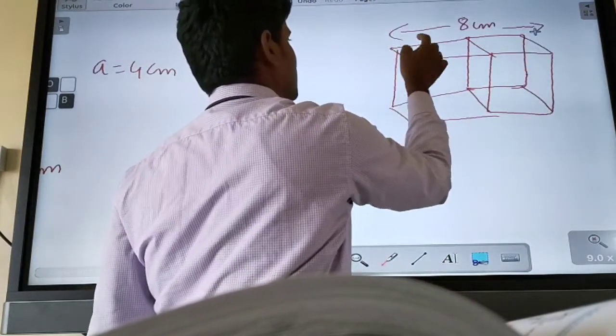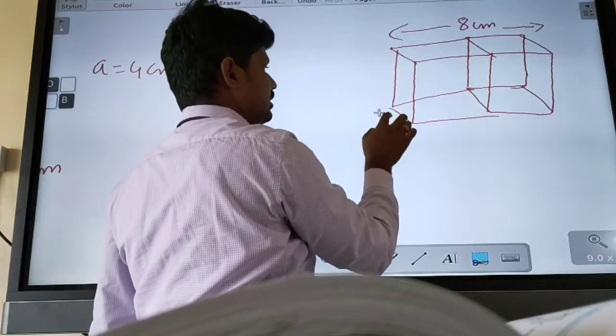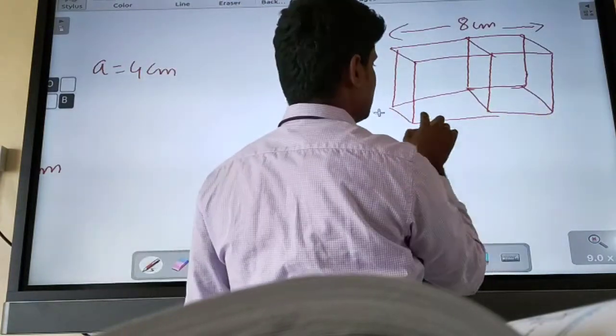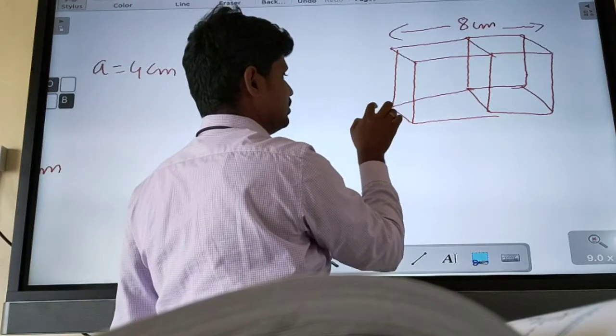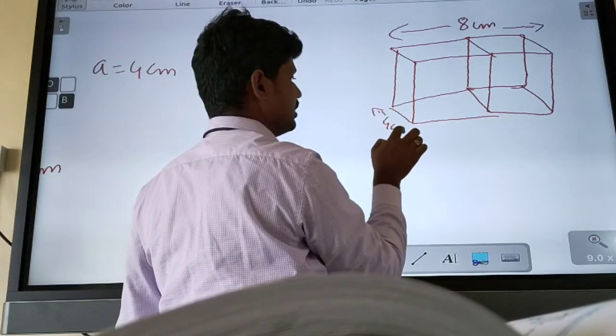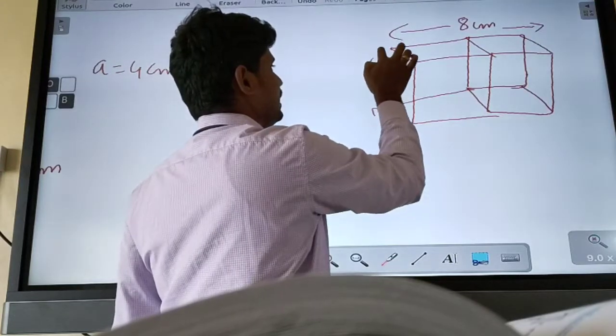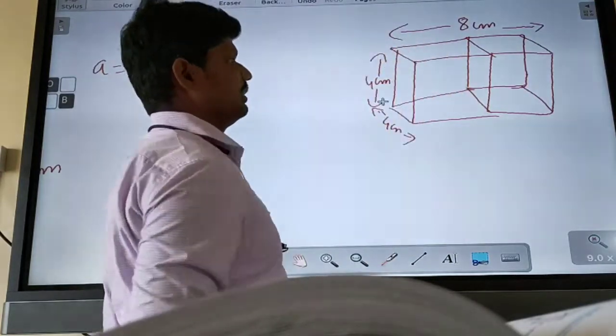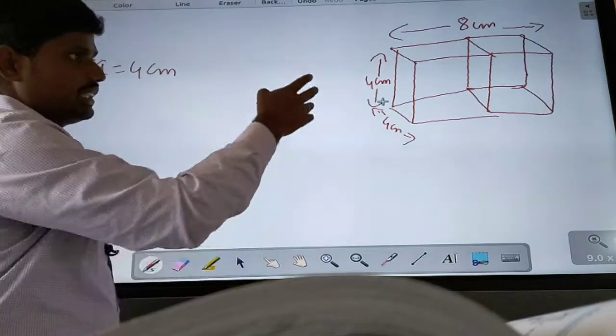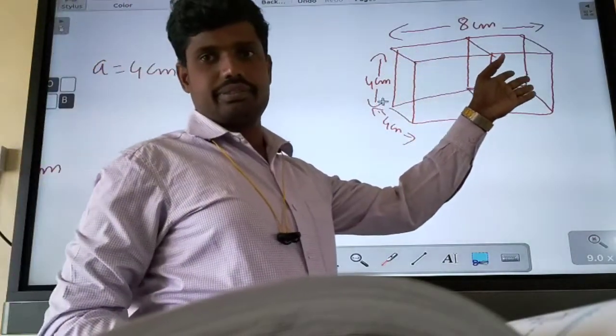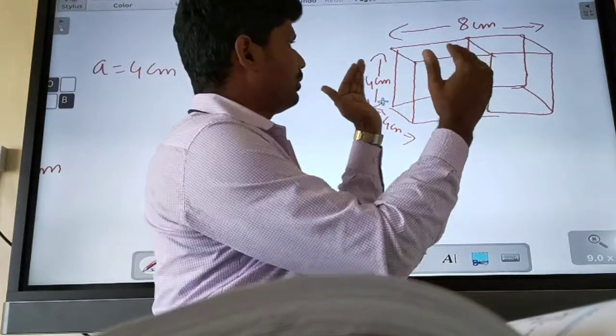So the breadth is 4 centimeter. Children, this is the breadth, 4 centimeter. Height also 4 centimeter. Now find the surface area of the given figure. How to find? This is the shape of a cuboid. Two cubes in the form of a cuboid, no?